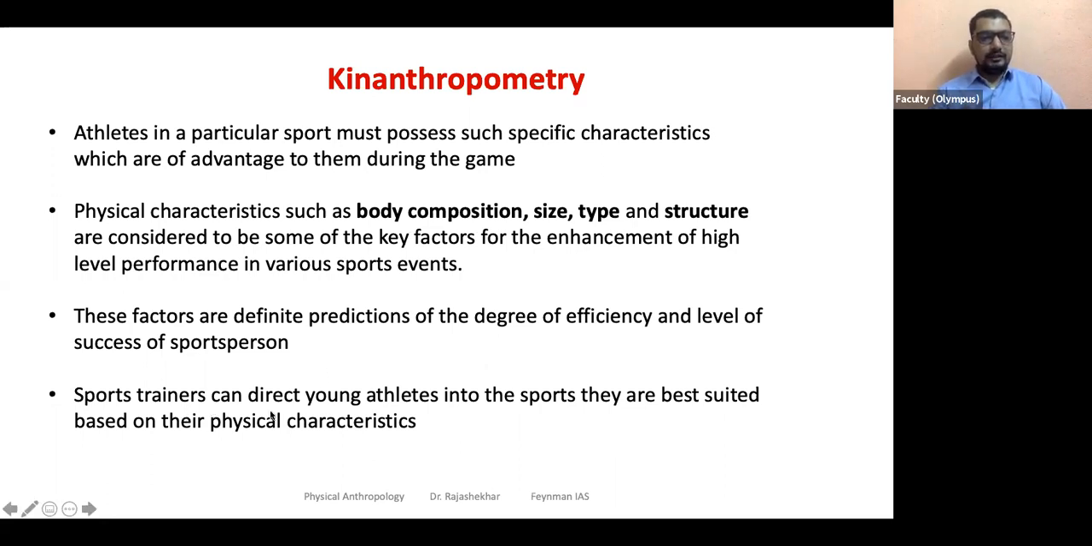And sports trainers can direct young athletes to the sports that suit them best. So they can filter them, they can select them. Even in the process of selection, they say you are probably a better fit for this game. Sometimes if you see a really tall person, you may think that is good for basketball, for example, right? But we're focusing much more than that. Different body elements, their proportionality, their height, their weight. So these components will be used initially for selection, then for training.